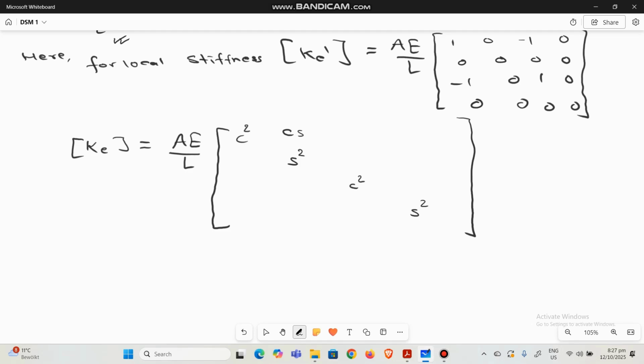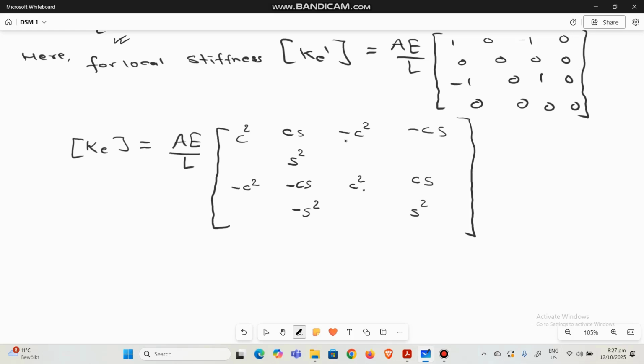So it's c square here, then here it will be minus c square, here it will be minus cs. For example, here is cs, and it works in all directions. So for example, here is cs, here is s square, then here it would be minus cs, minus s square. See, here it's c square, then here it would be minus c square. It's very simple actually.